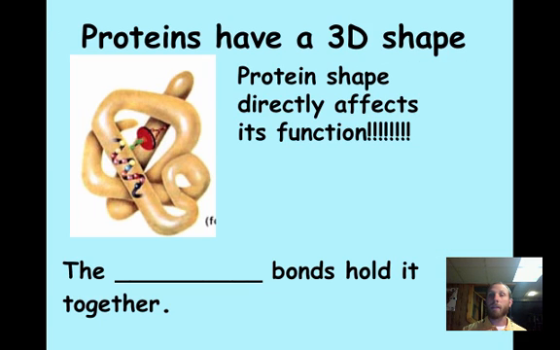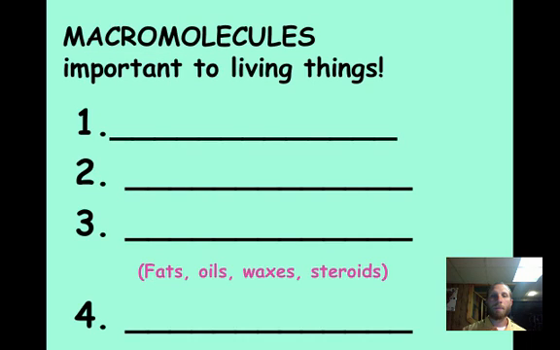Proteins also have a 3D shape, and the shape directly affects its function. We're going to talk a lot about this with enzymes. And there are things called hydrogen bonds that hold the proteins together. And if protein shape gets ruined or misshapen, then the protein will not be able to function properly.